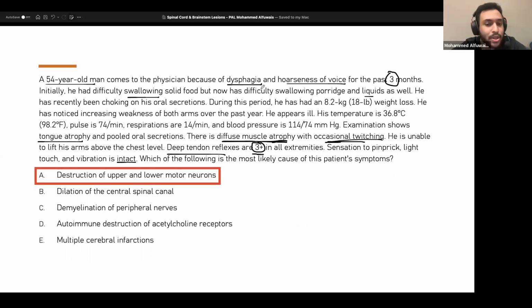What about the rest of this? It can affect the corticobulbar tract and also the cranial nerve nuclei. So this is affecting the vagus nerve, which is why they have dysphagia, hoarseness of voice, difficulty swallowing. Then it's also affecting the hypoglossal nerve, hence the tongue atrophy. Is it clear to you guys why this is ALS?